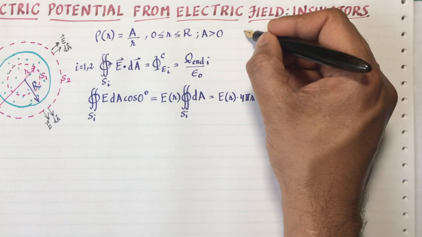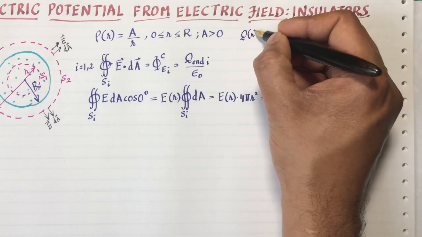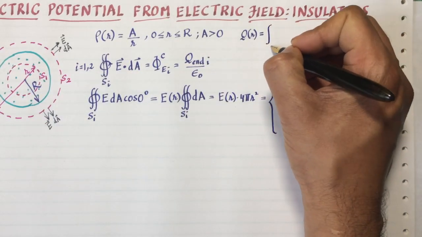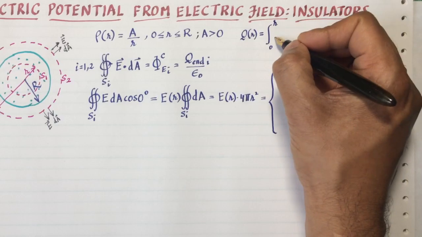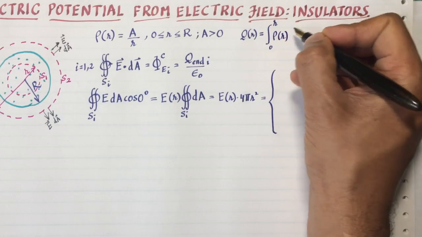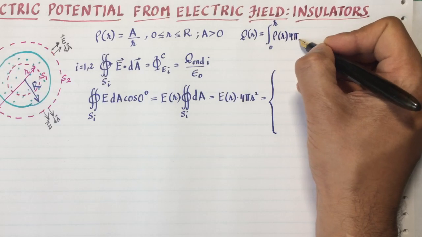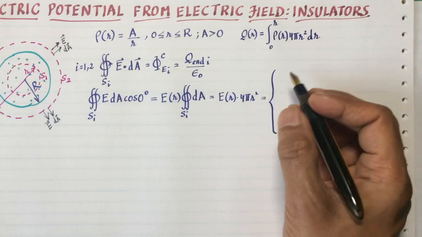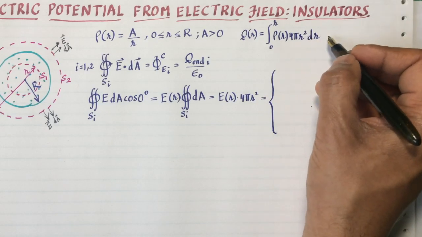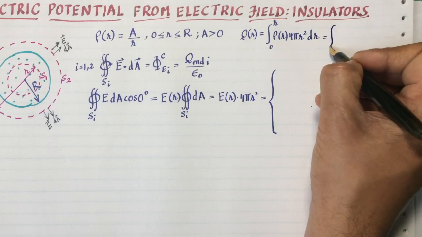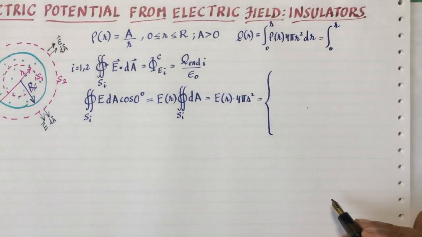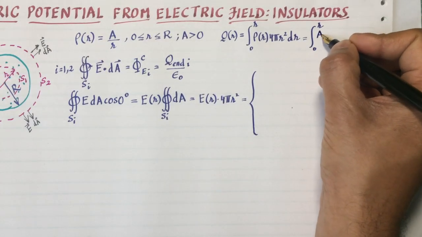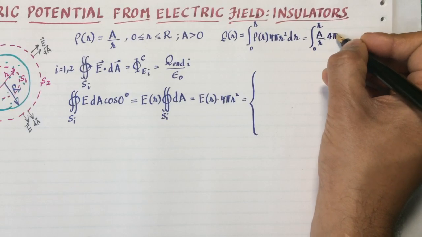Now, off to the side, I'm going to talk about the charge as a function of radius r. Now, if you go from 0 to r, how much charge is enclosed? That's given by the integral from 0 to r of rho of r times the spherical symmetry area element, which is 4 pi r squared dr. So if I substitute for rho here, I'm going to get the integral from 0 to r, and rho is going to be a over r times 4 pi r squared dr.